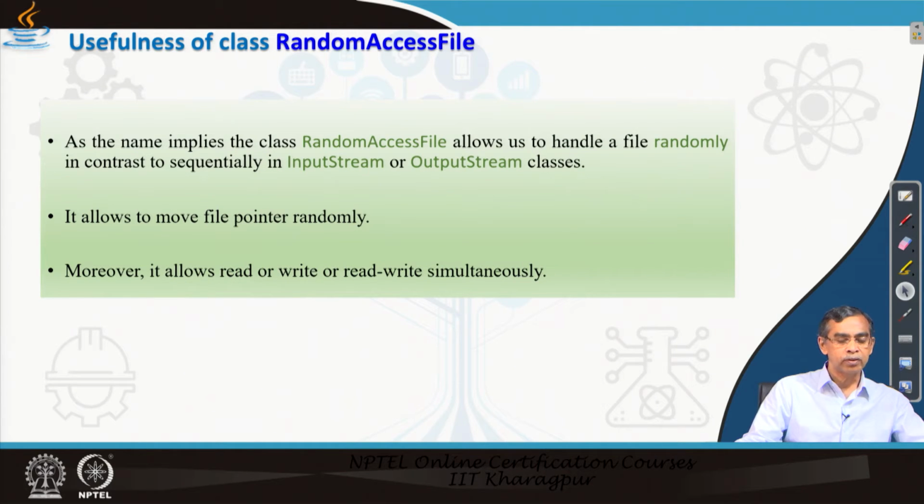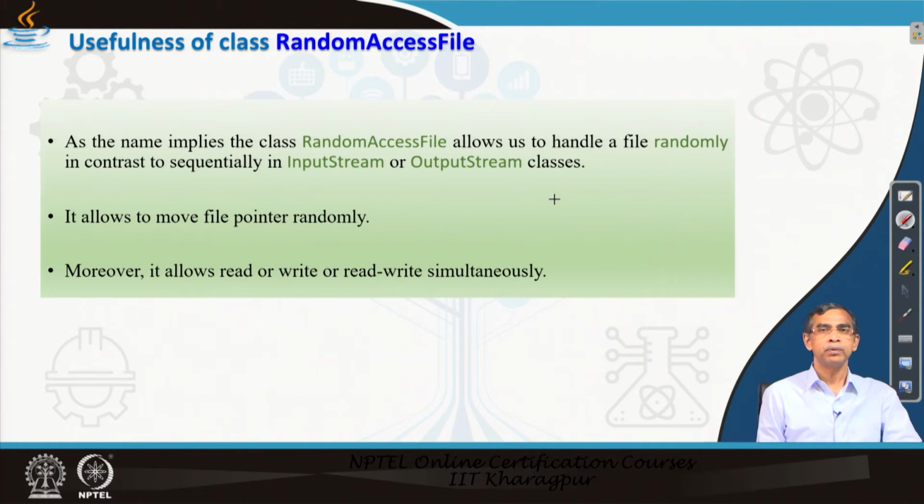Now, what is the utility of this random access file? I have mentioned that it is useful for both reading and writing, just like the input stream and output stream classes that we have discussed. But unlike those classes, it allows you to read or write in a random fashion, and its file pointer can move randomly. File pointer means the position from which you want to either read or write, and the file can be opened in both read and write mode, as we have already mentioned.